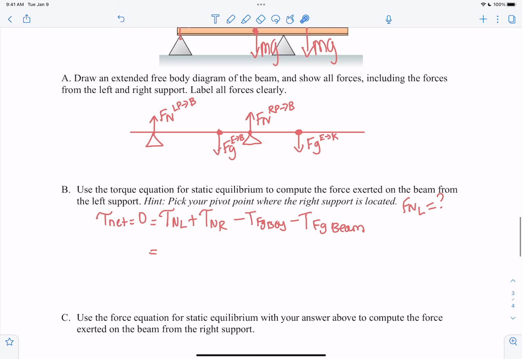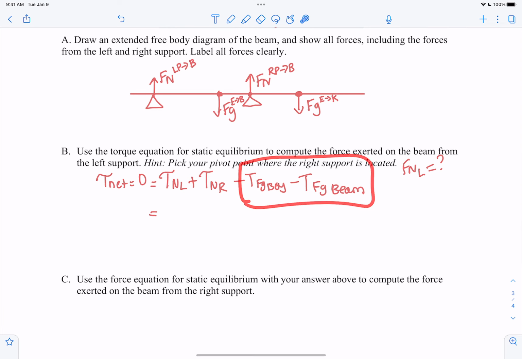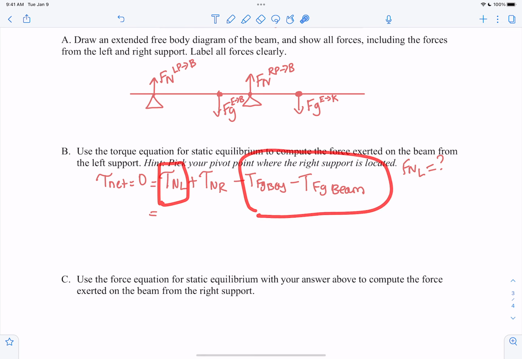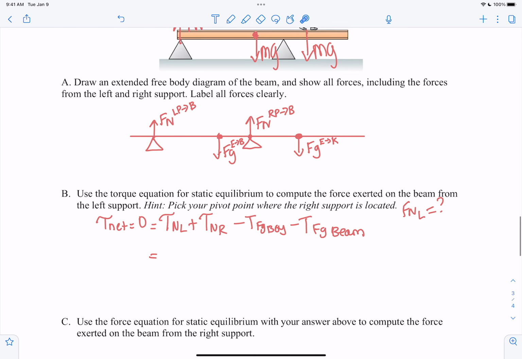So if I can figure out these forces easily, because I have the mass, I can calculate that with gravity, and I can figure out the torque that way, and I'm trying to figure out this left support, and I have access to these, then it only makes sense to put the pivot at the right support. And if I put the pivot at the right support here, then any forces acting at the pivot will not exert a torque. So normal force will be present, but it won't be able to exert a torque.